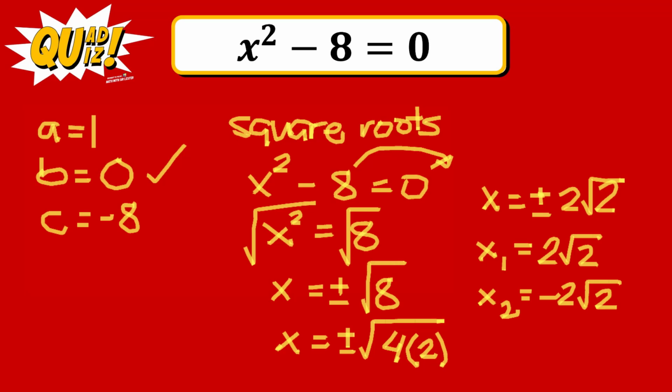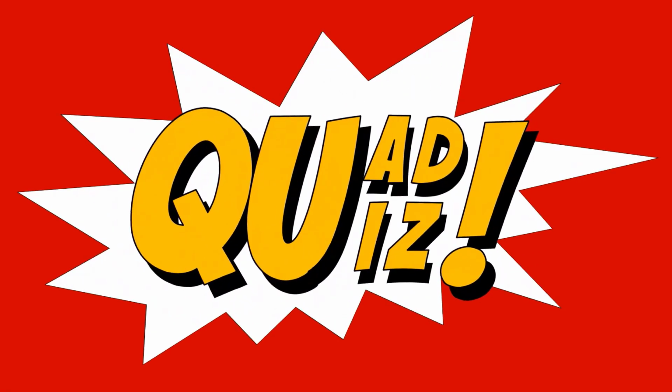So again, we used the extracting square roots method because there is no B coefficient. And this is all the discussion for this QuadQuiz!